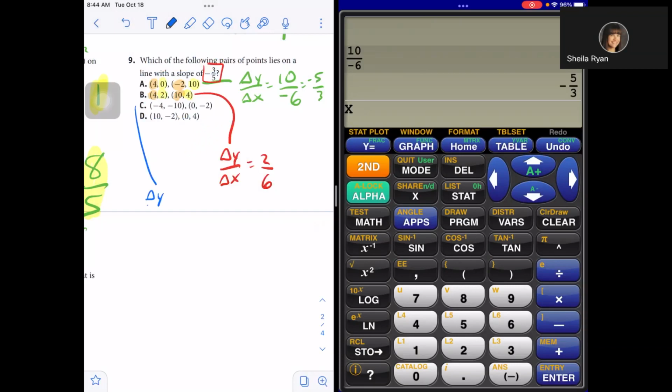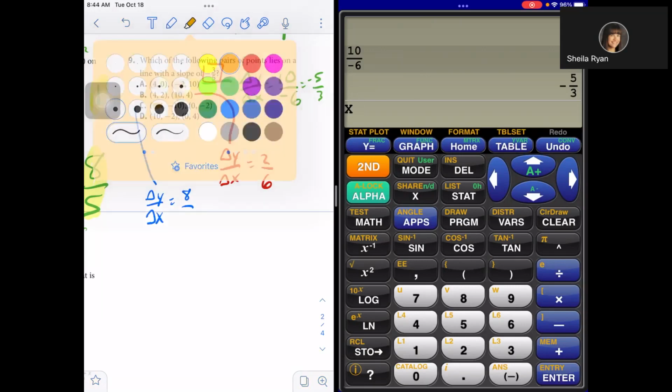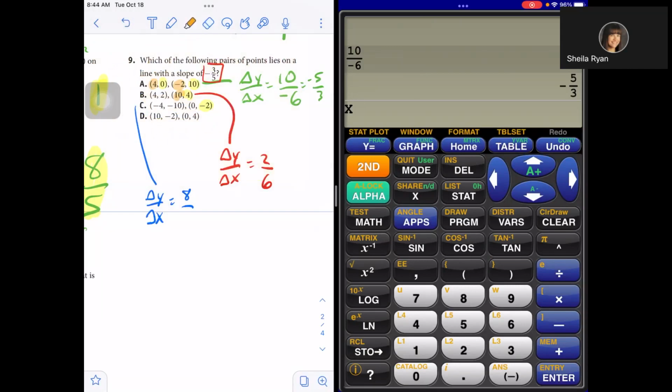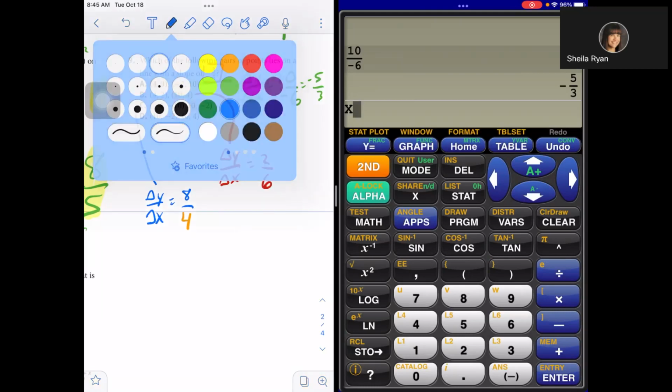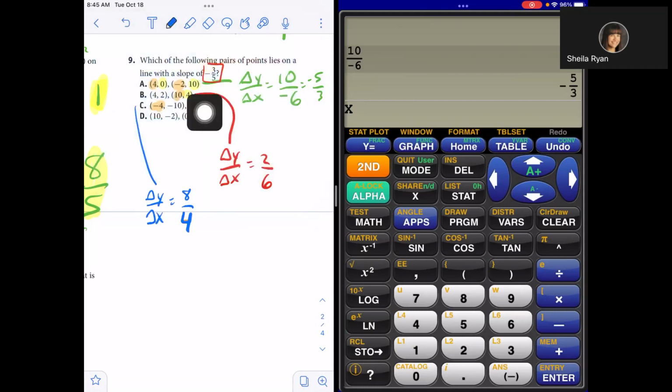Letter C, change in y over change in x. The y's are going from negative 10 to negative 2, so that's going up 8. The x's are going from negative 4 to 0, and that's going up 4. And again, I'm going to stop there because my slope is supposed to be negative, and this is not negative.